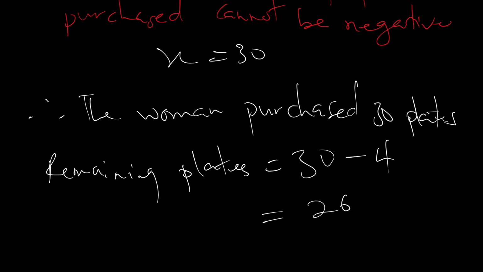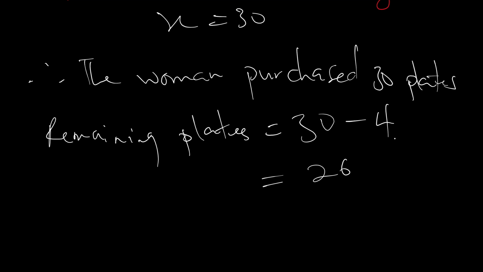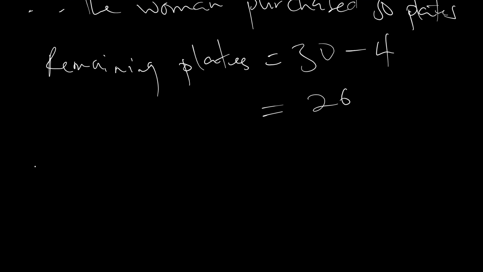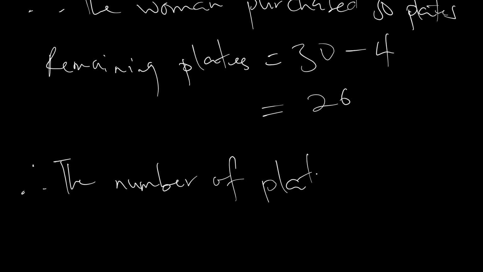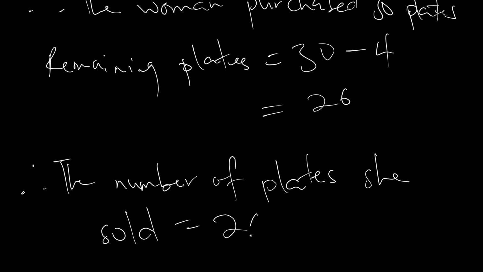So we are told that she sold the remaining plates. And so, therefore, the number of plates she sold is equal to 26. So the woman sold 26 plates. This brings us to the end of question 8A.